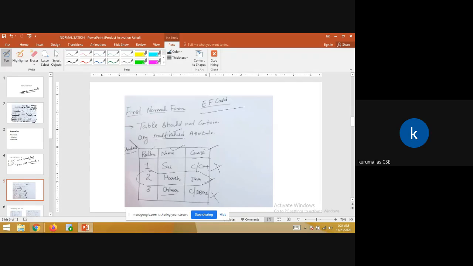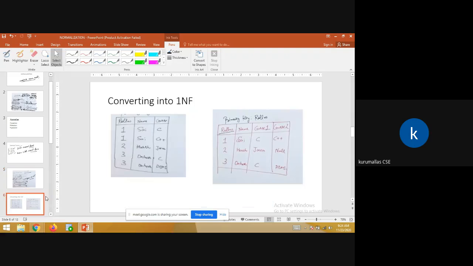Now I need to convert this. This is not in 1NF, right? This is not in 1NF. Now I need to convert this non-first normal form into the first normal form, right? So what are the techniques which can be used for first normal form? What solutions are there?